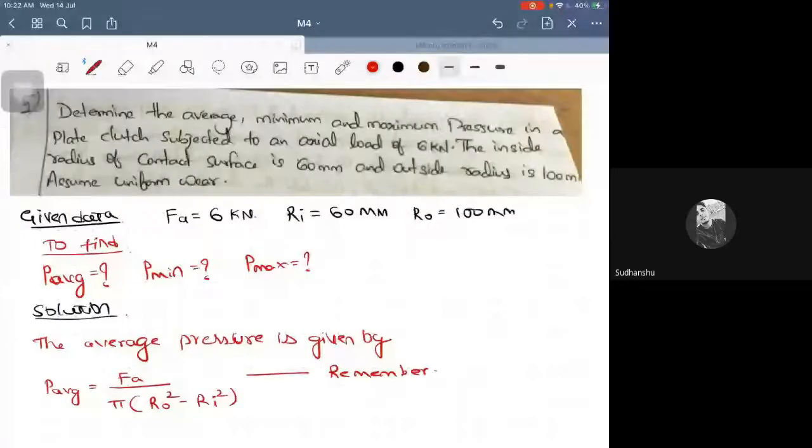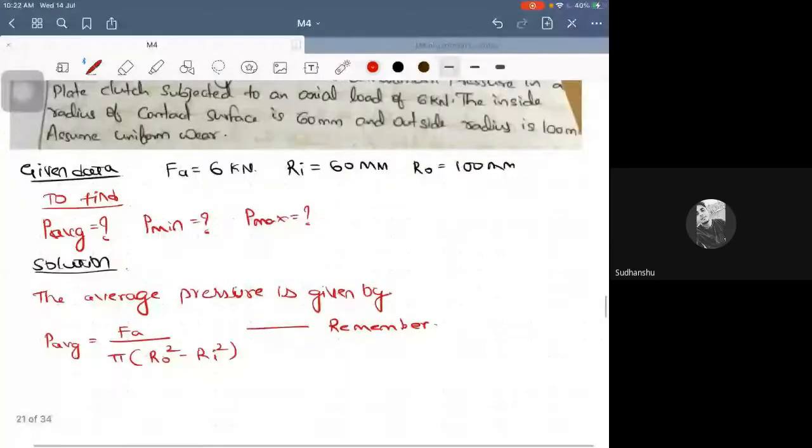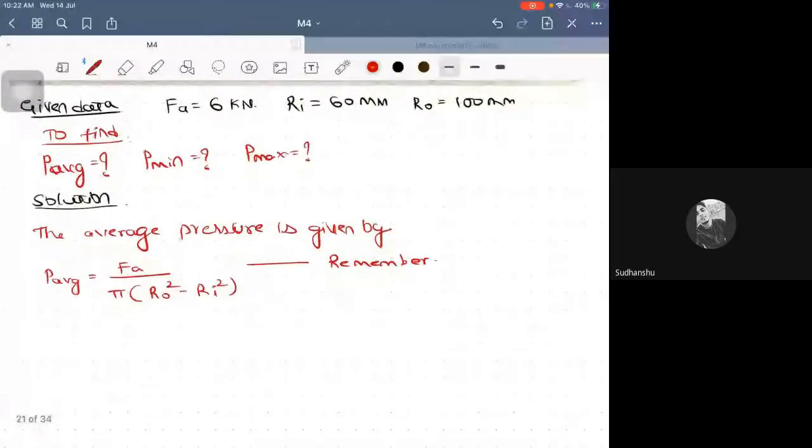This is average pressure, which is not given in the handbook. Okay. So now I guess everything you know. Please do substitute and give me the values of average pressure.